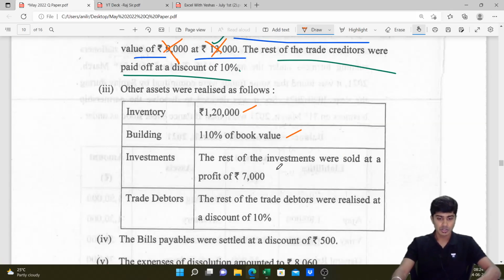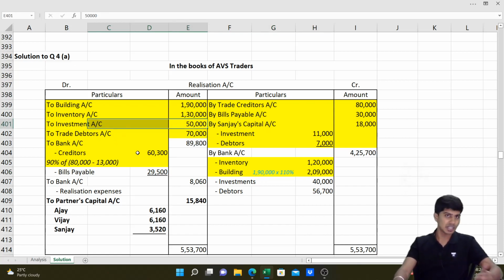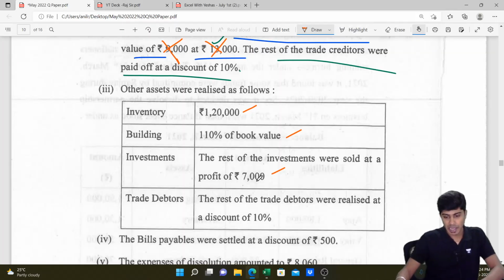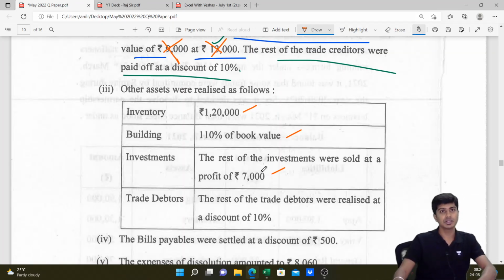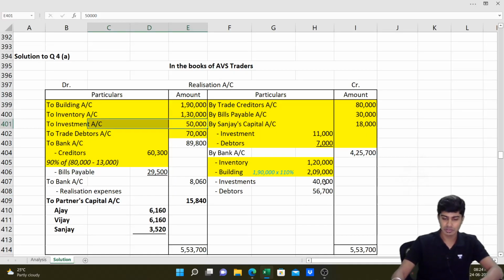Got it? So then they're telling, rest of the investments. 9,000 worth investments are taken. We had investments worth 50,000. In that, 9,000 worth investments are taken over. Balance 41,000. They're telling balance investments are sold for 7,000. Don't try to affect profit or loss here. Straight away, what is the value? 7,000 is the selling price. Just write 7,000.